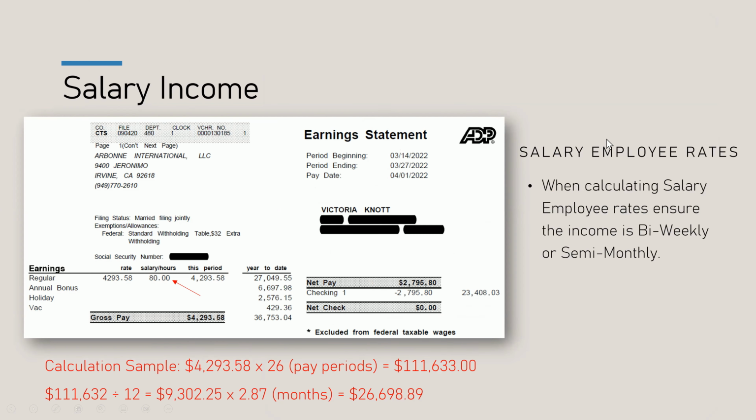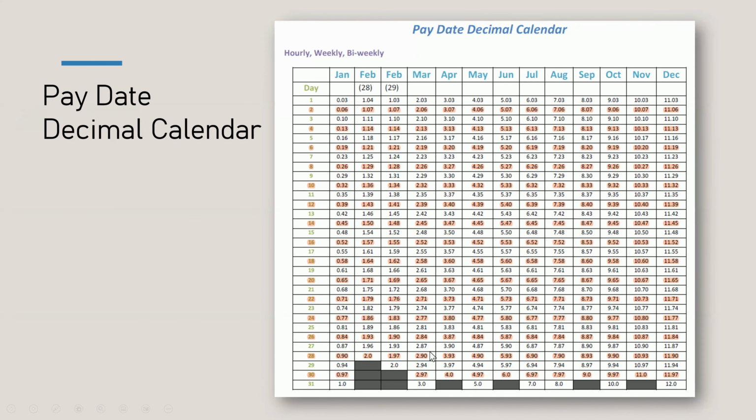So what we will always go by is we'll base it on your pay period end date, right? So month and day, was it March 27? So we have 2.87 months. So you guys don't have to be doing so much math. This is a pretty cool tool.